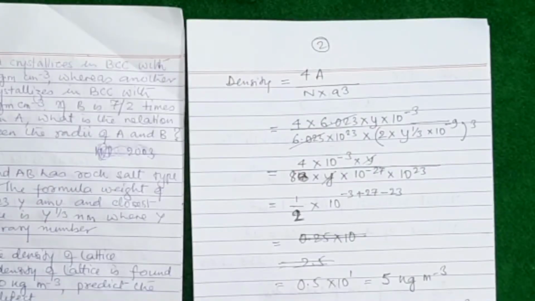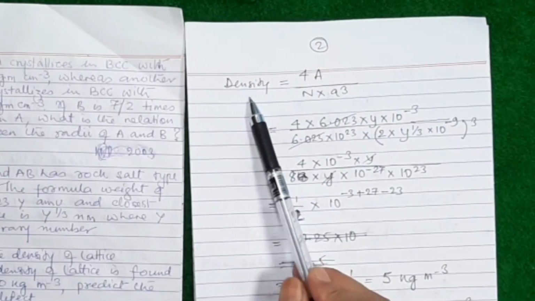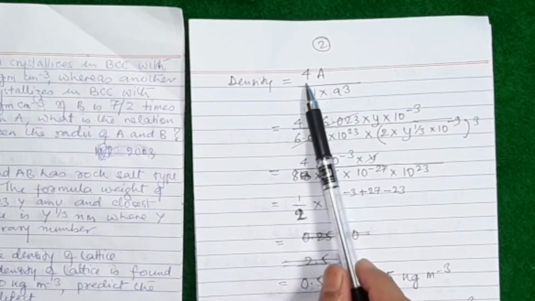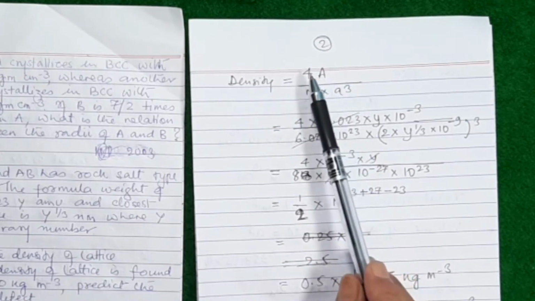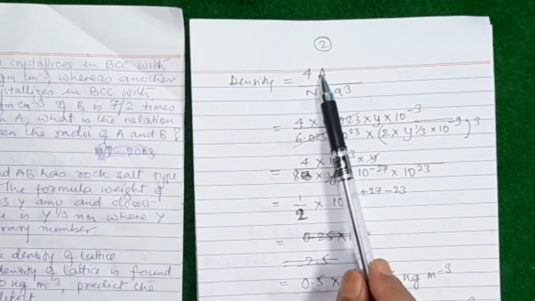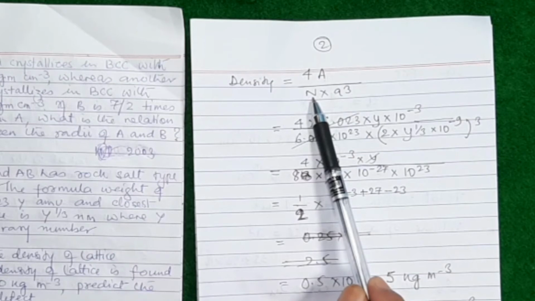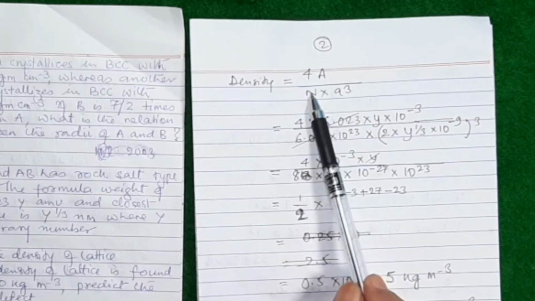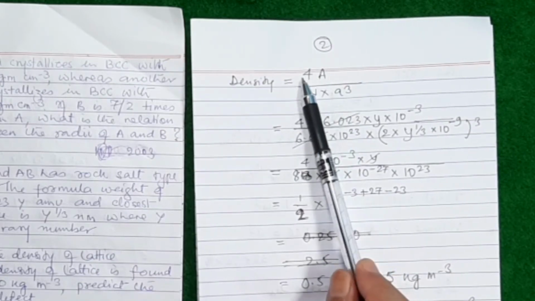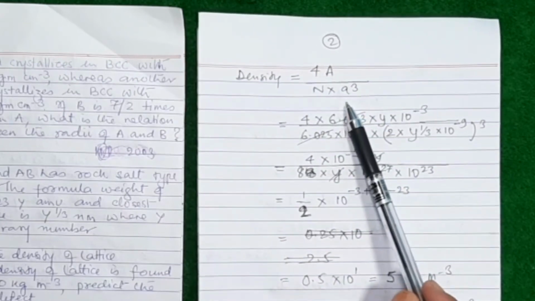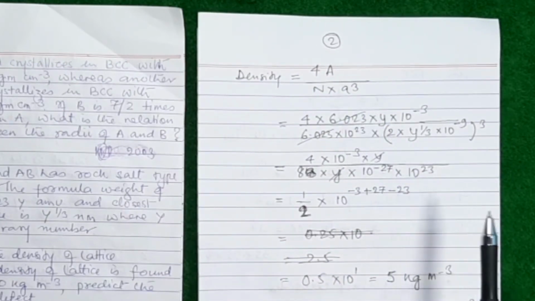So after this, density now will be 4. Why 4? Because in FCC there are 4 units. If atoms are there, 4 atoms are there. If molecules are there, 4 molecules are there. So 4 times A by N, that's atomic mass or molecular mass, divided by Avogadro's number, which gives the mass of one atom or mass of one molecule. So mass of one atom or molecule into 4 gives the total mass of all the atoms present in FCC, divided by A cube, that is the volume of the FCC cube.